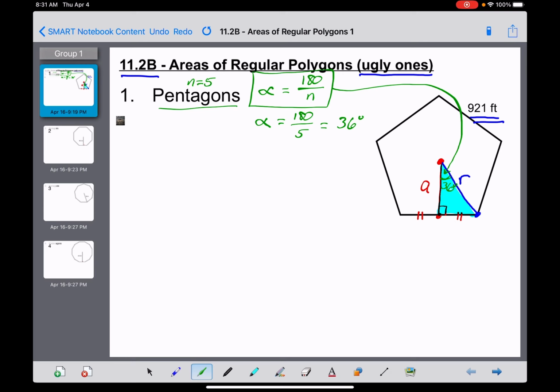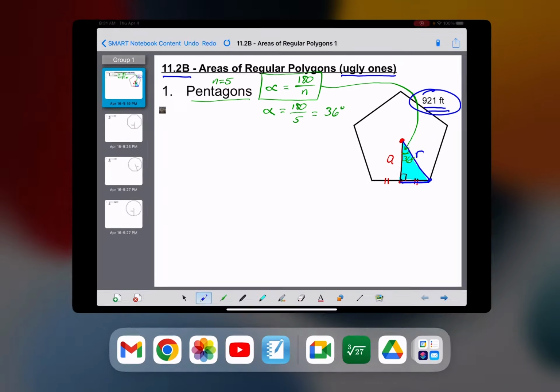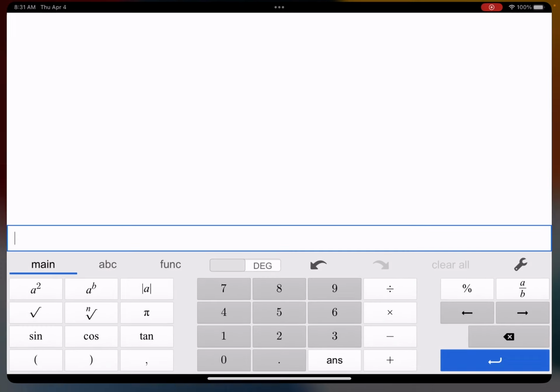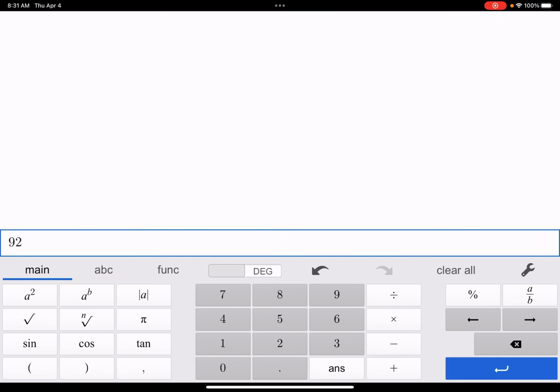And that means that we are not going to be able to use special right triangles in order to figure out the measure of A. So how are we going to work on that? Well, let's get started. The first thing we're going to need to do is figure out the length of this piece here. And to do that, we're going to take a complete side length of 921 feet and cut that in half. And of course, it had to be difficult here. 921 is an odd number.